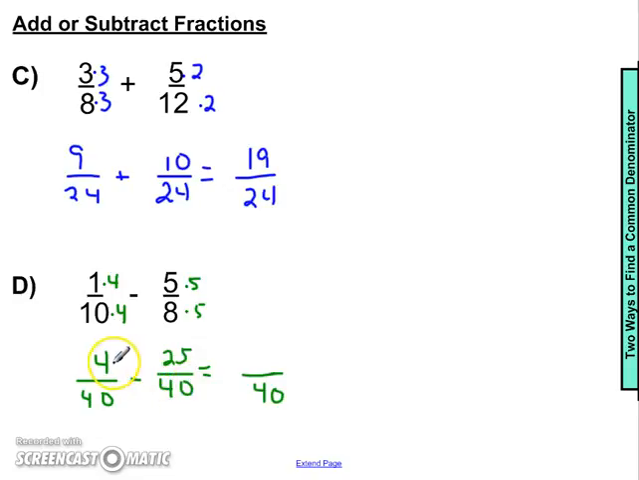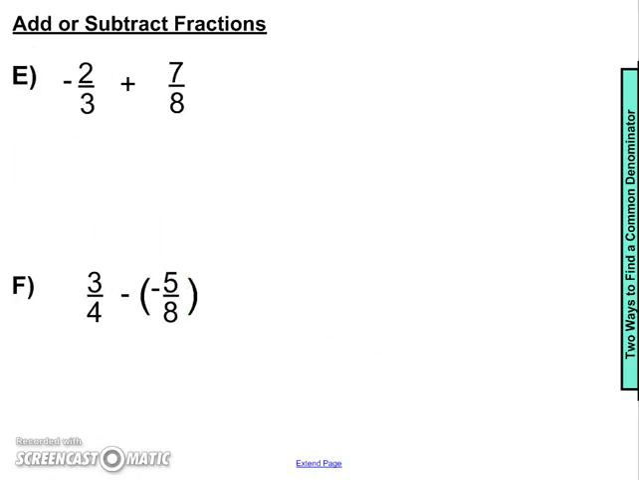To do my numerator, 4 minus 25, well, that's a positive minus a negative, so we're going to subtract the values. 25 minus 4 is 21. Basically, this is going to be your negative here, so negative 21/40. So we have to bring some of those other rules into play.